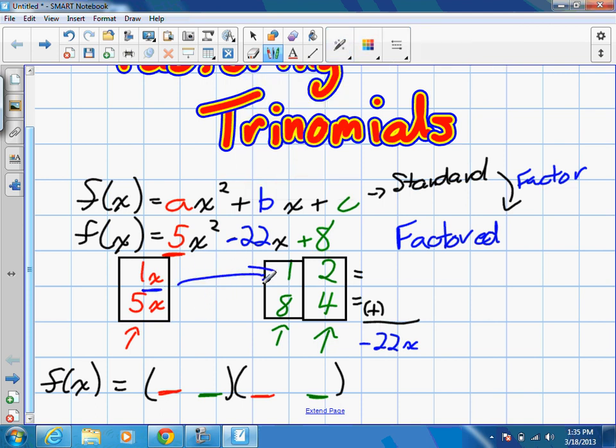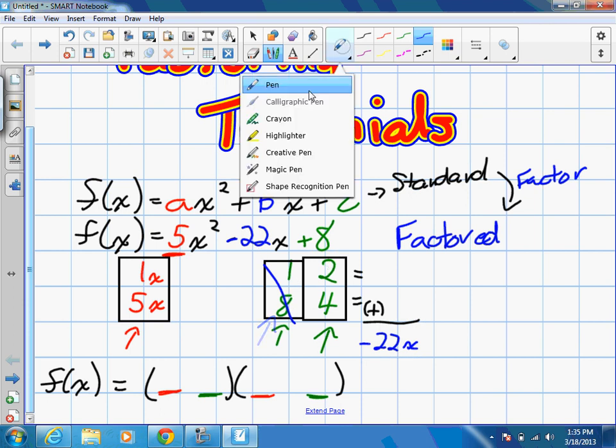1x times 1 and 5x times 8 will give us 1x and 40x. Any combination of those make negative 22? No. So that doesn't work. Now what we're going to do is we're going to go across diagonally. 5x times 1 and 1 times 8x will give us 5x and 8x. Any combination of those make negative 22? No. So what we know is this column doesn't work. Okay? So we should not be taking numbers from this column, but we do got to make sure we have the correct numbers in the other one.